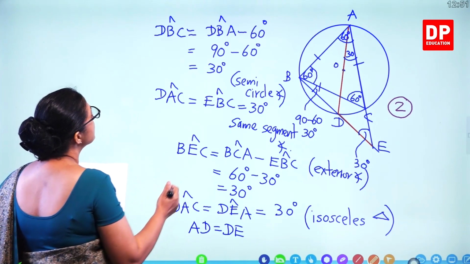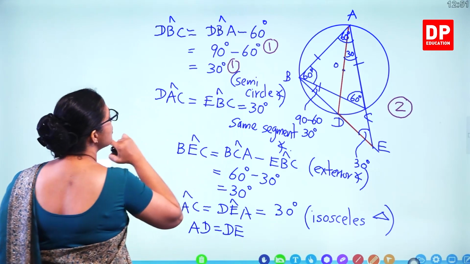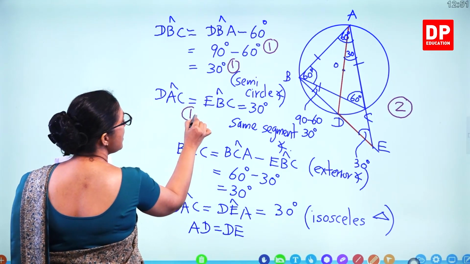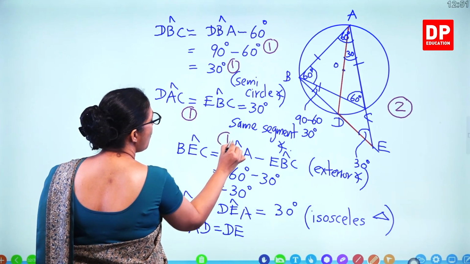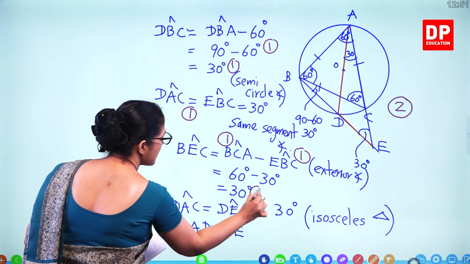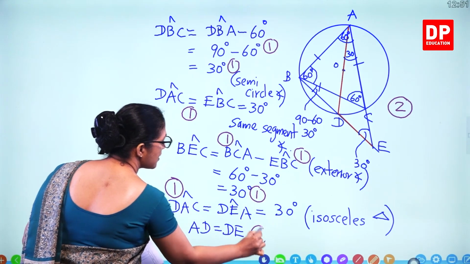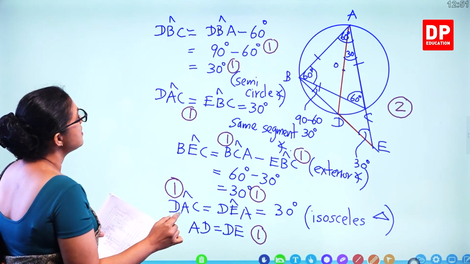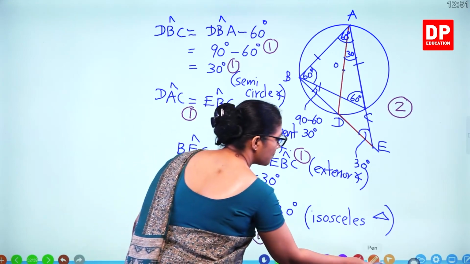So we'll give marks. 1 mark, 1 mark, 2, 3, and 4, 5, 6, and then 7, 8. 8 and 2 all together 10 marks for that question.